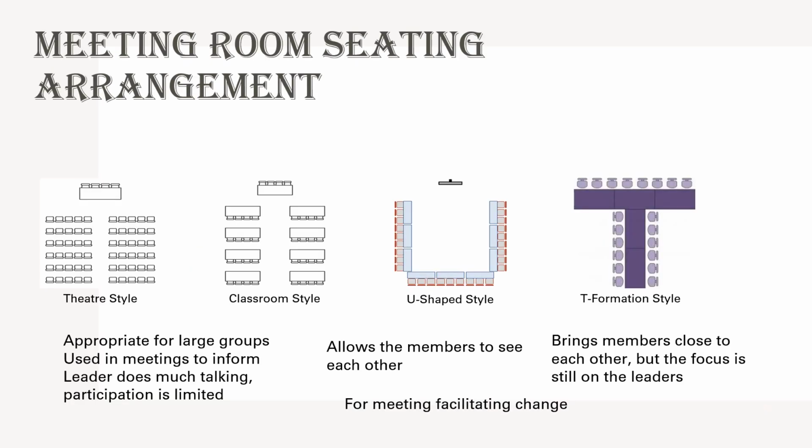Now, the venue of the meeting, where the meeting is to be held, is something that is very important. We have meeting room seating arrangements like theater style, classroom style, U-shaped style, or T formation style. Now, what are these styles? In a theater style, we have the convener or the conveners of the meeting, the leaders of the meeting, and like the way we are seated in a theater, in a movie hall, the same way the audience is sitting.